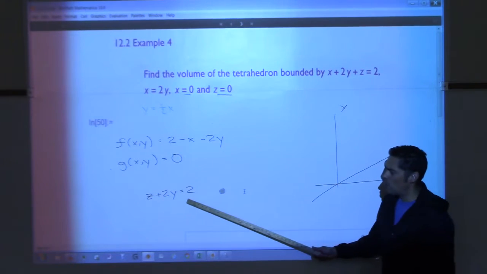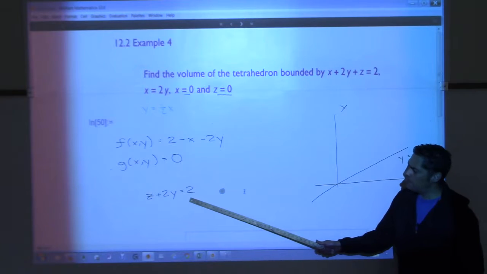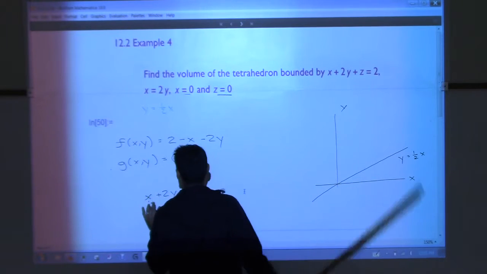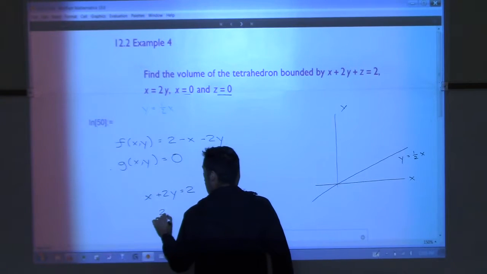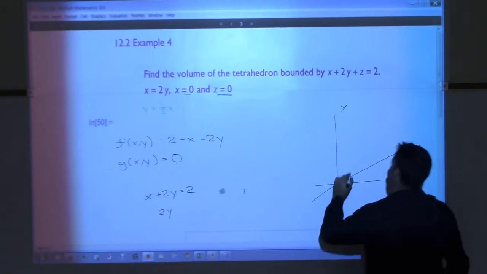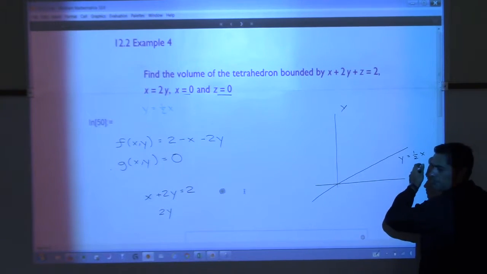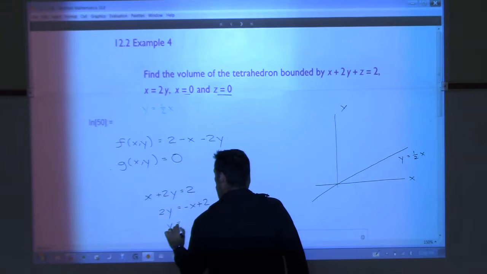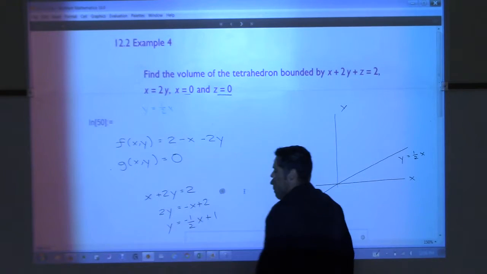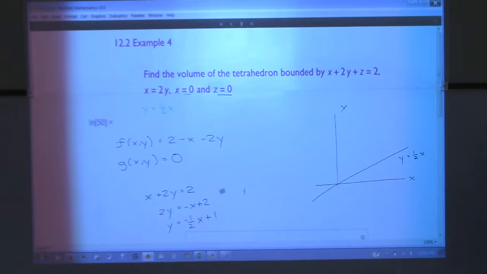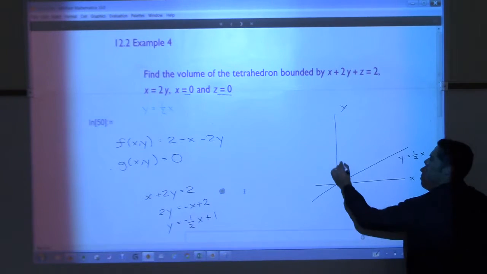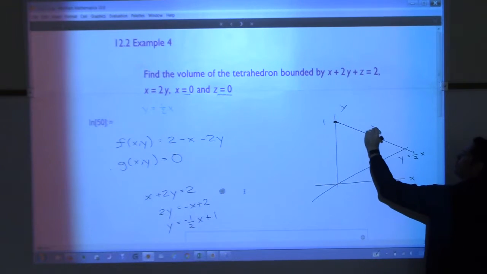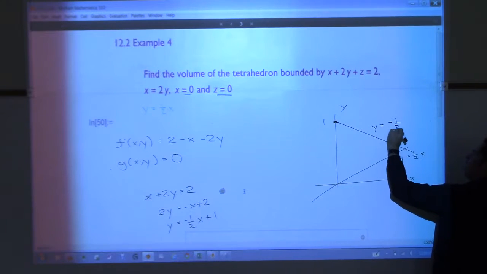And I can solve this for y. x plus 2y equals 2. I'm going to do it for y, because I can look at this, and it's going to be a type 1 region. So I'm going to solve for y. Negative x plus 2, divide by 2, negative 1/2 x plus 1. If you were asked to graph that, you would go up 1, dot, and then draw a line, and they're going to hit each other somewhere. This is y equals negative 1/2 x plus 1.